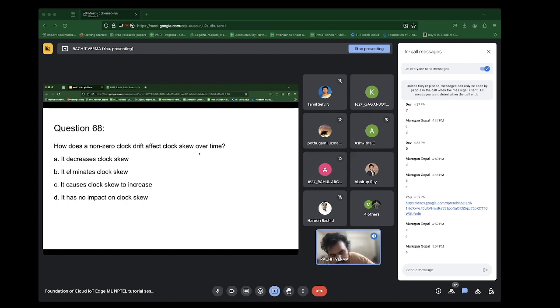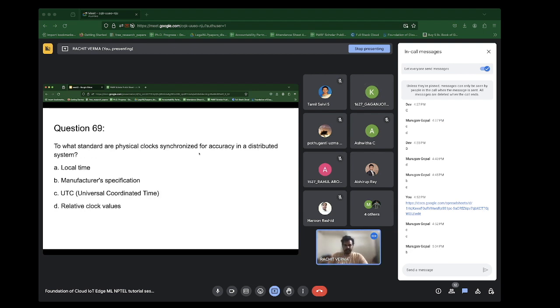Okay, so let's say they were perfectly synchronized, but after that, if they have drift, then the skew will increase. Yeah, that is a good point you have mentioned.